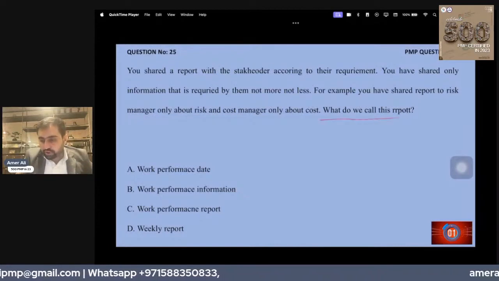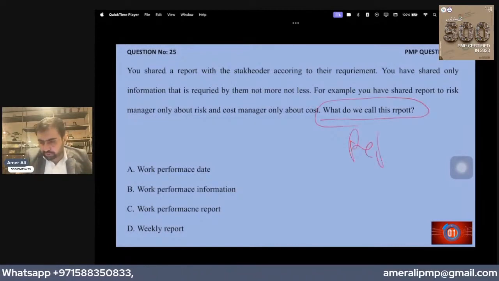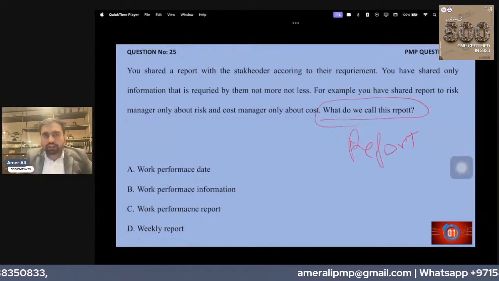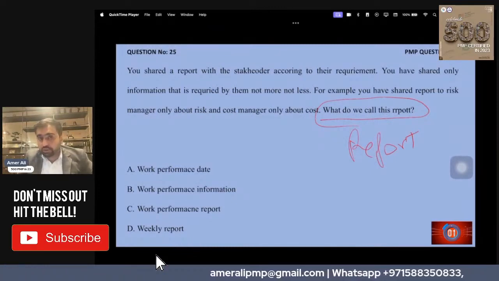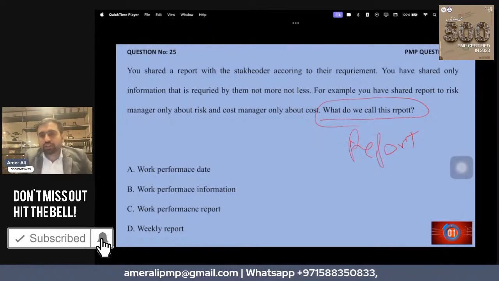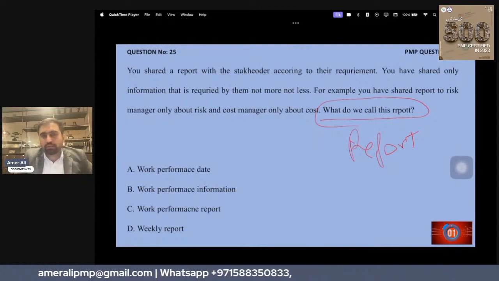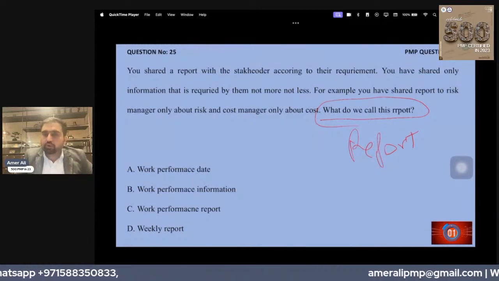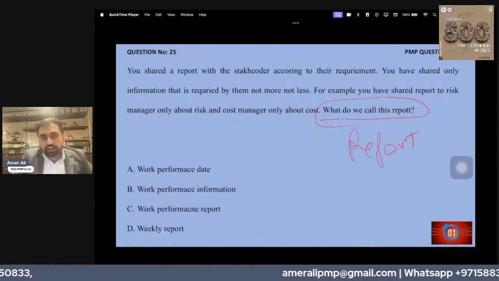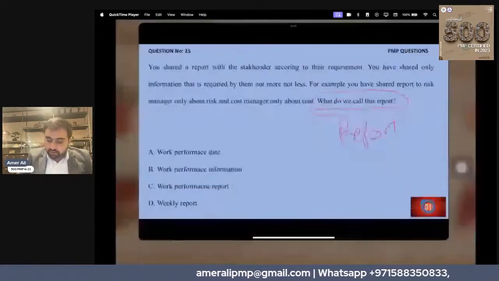What do we call this report? It should be report. You shared a report with the stakeholders according to their requirement. You have shared only information that is required by them, not more, not less. You have shared a report to the risk manager only about risk and to the cost manager about cost. So I'll explain this thing.